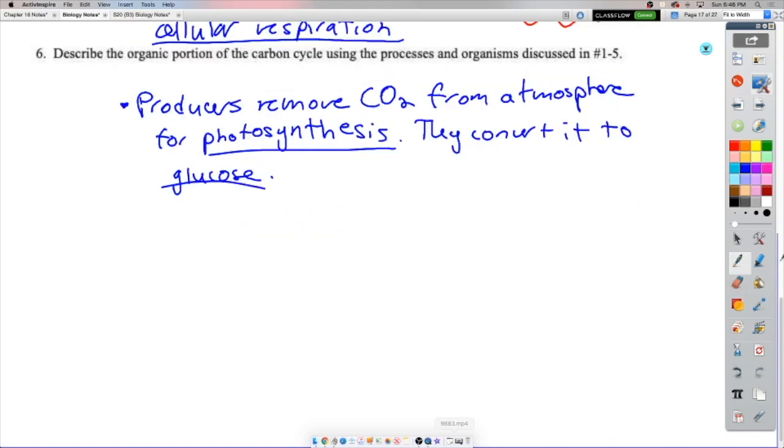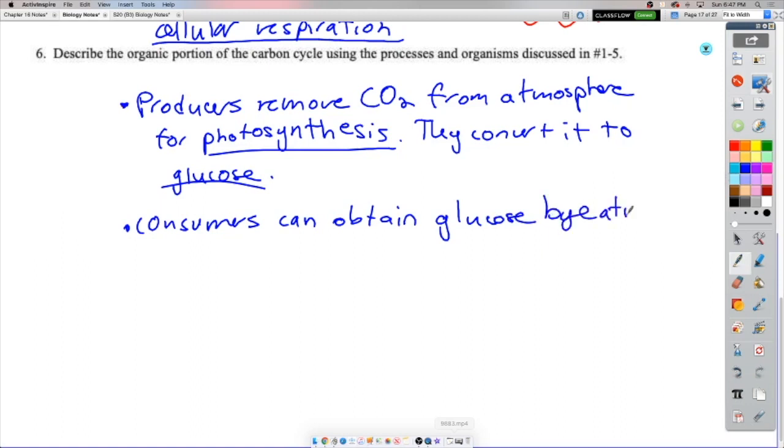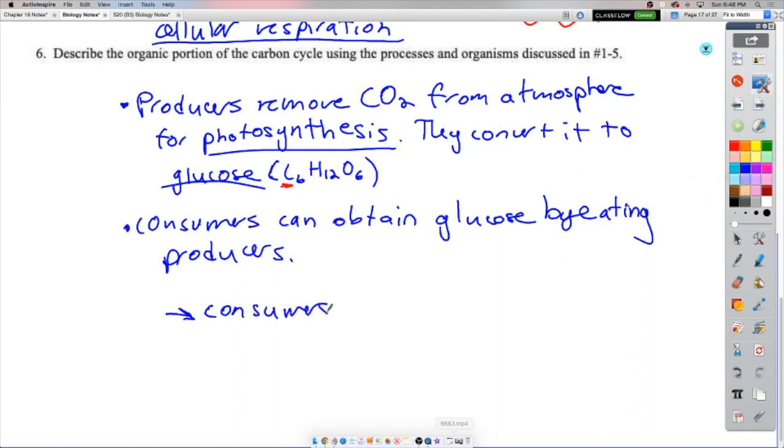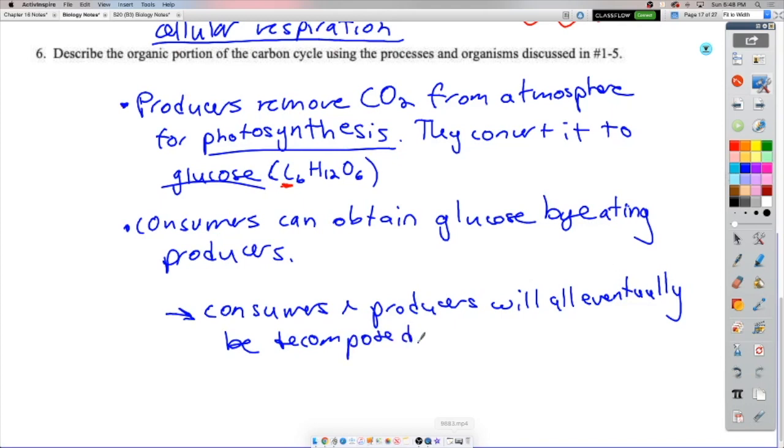Well, it could stay in that producer forever, which would eventually die and get decomposed, but let's do a little bit more of an interesting cycle. Let's say consumers can obtain glucose they need by eating producers. Reminder, why is glucose part of the carbon cycle? Well, look at that, a C, right? Okay. Now, eventually, consumers and producers are all going to die, and when they die, what happens to them? They get decomposed. And when they're decomposed, what do the decomposers get out of that? Well, yeah, they get their glucose. They get their carbon that they need for their functions, okay?